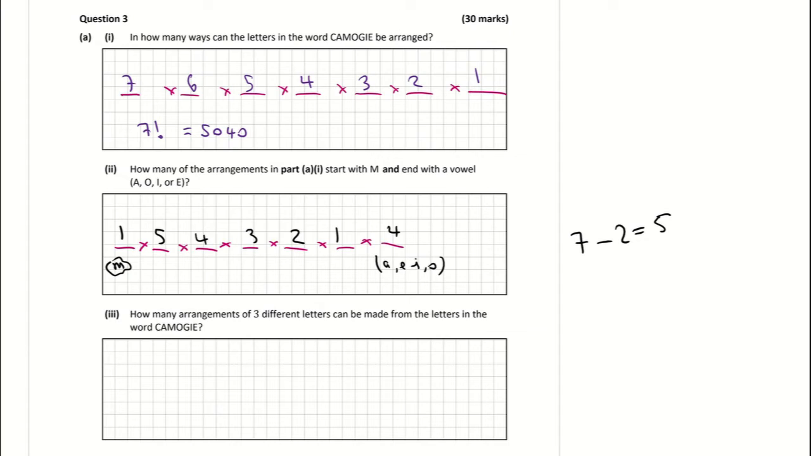And part 3, how many arrangements of 3 different letters can be made from the letters in the word camogie? So I'm only looking for 3 letter words. I have 7 letters in camogie. That means I can have 7 for the first letter. Let's assume we use one of them up. That means I can have 6 and then 5. And I didn't write in my answers up above, actually. So the answer to part 2 was 480. And the answer now to part 3 is 7 by 6 by 5, which is 210.